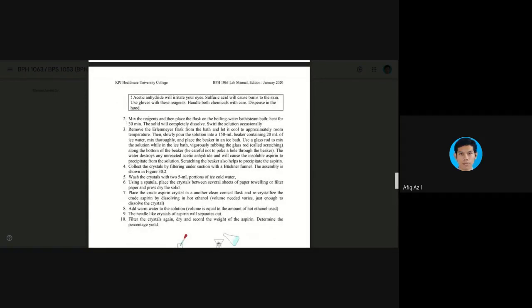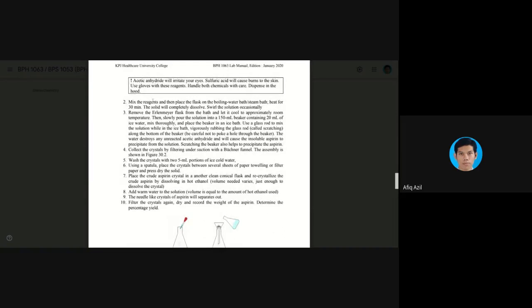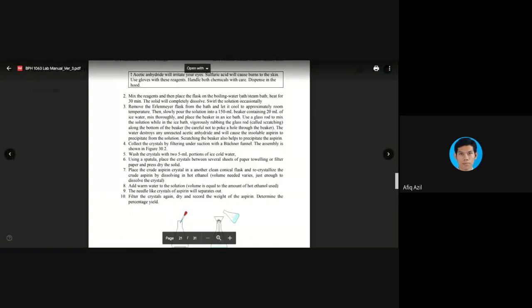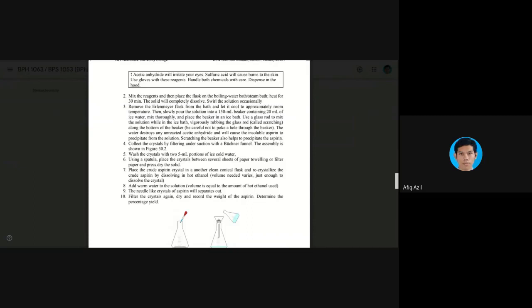Next, on to the second method. The mixture of reagents that you have in the conical flask will be heated using a steam bath, or you can also use a water bath for about 30 minutes. This is where you will see the first observation, in which all of the solid mixture just now will be completely dissolved, and they will form a very clear, colorless solution.